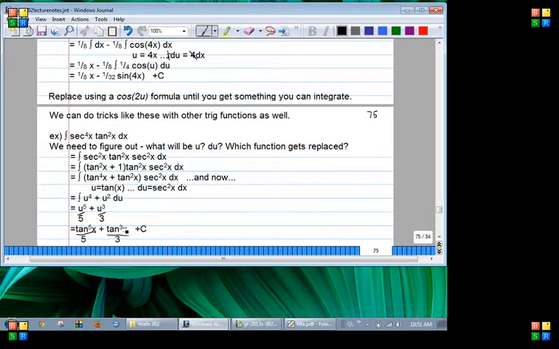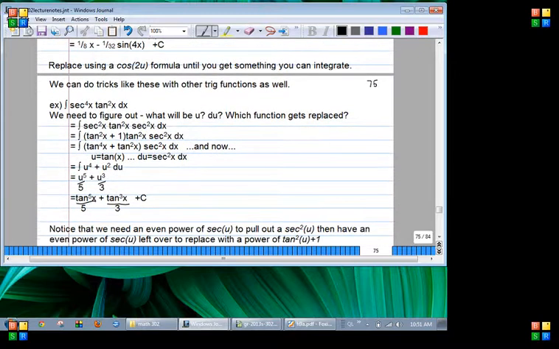So why did it work out this way? Notice that we need an even power of secant in order to pull out a secant squared and then have an even power of secant left to convert to tan squared plus 1.